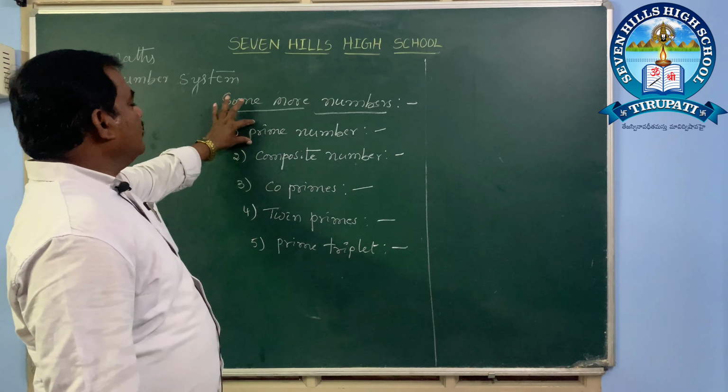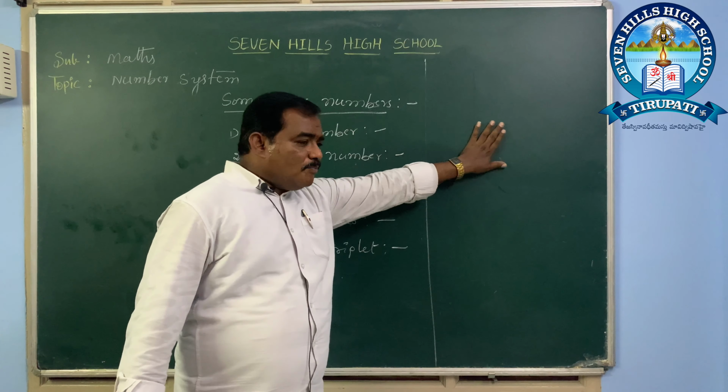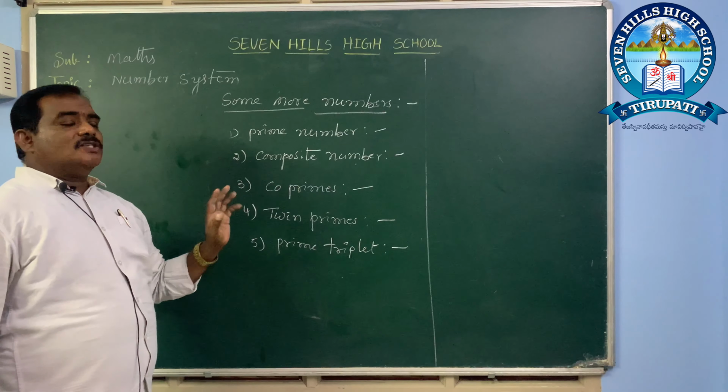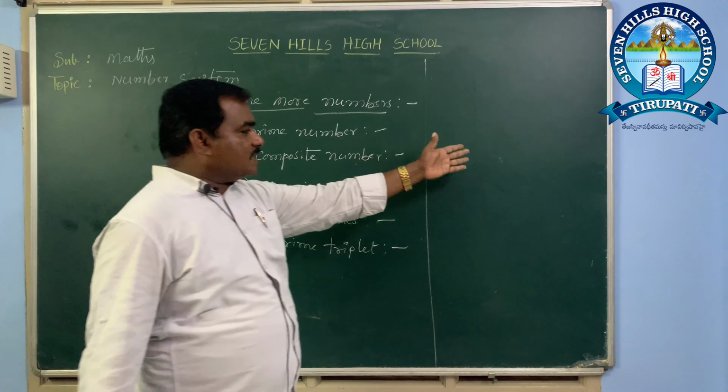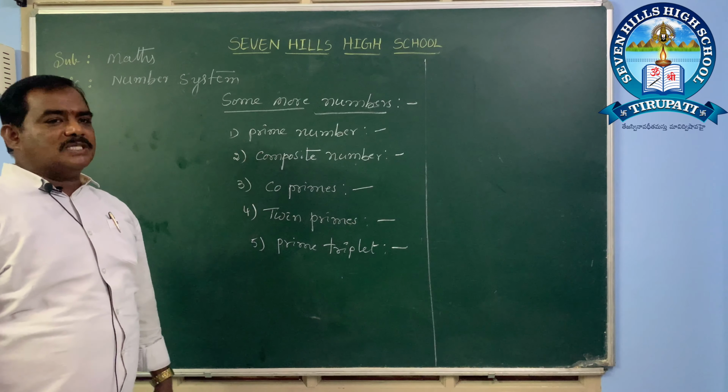Okay children, prime numbers over. What is meant by prime numbers? The numbers having exactly two factors are called prime numbers. Examples 2, 3, 5, 7 like this have already been explained.